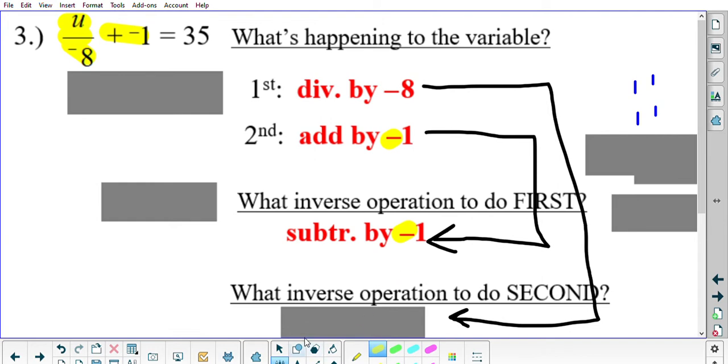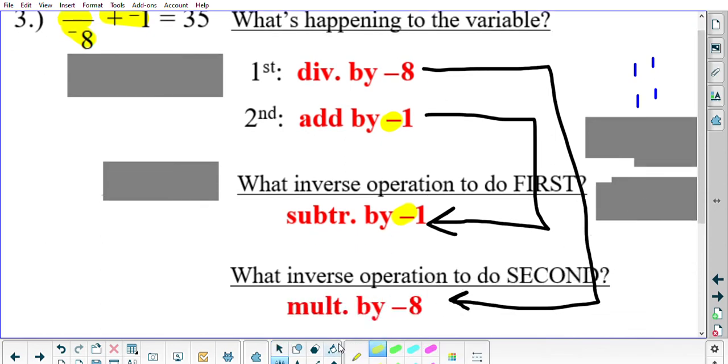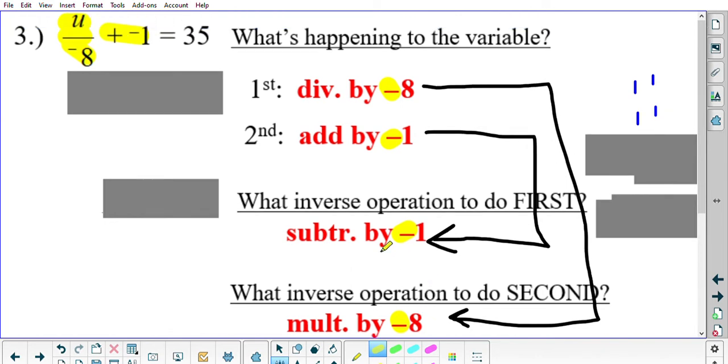Okay, the second inverse operation that we will do lower underneath on both sides will be the inverse of the first thing that was originally happening to the variable. The first thing happening to the variable was being divided by negative 8. So the inverse of that would be to multiply by negative 8. And again, I cannot emphasize enough, you need to make sure you pay attention to the details, have the negatives. Lots of negatives on this problem, I know.